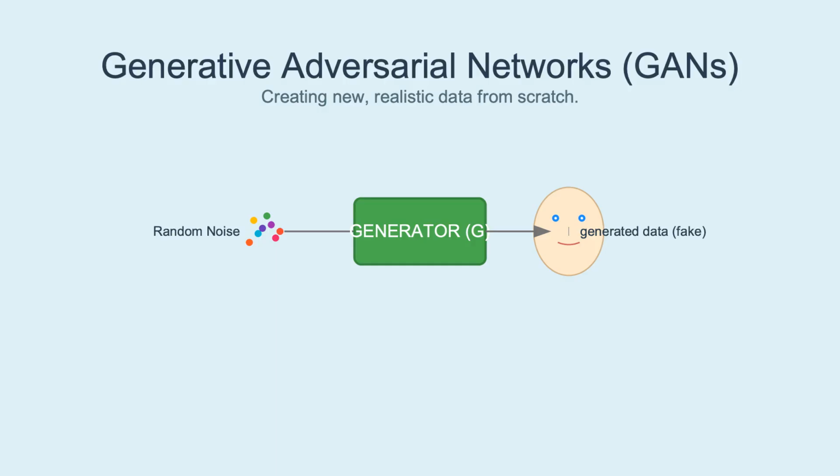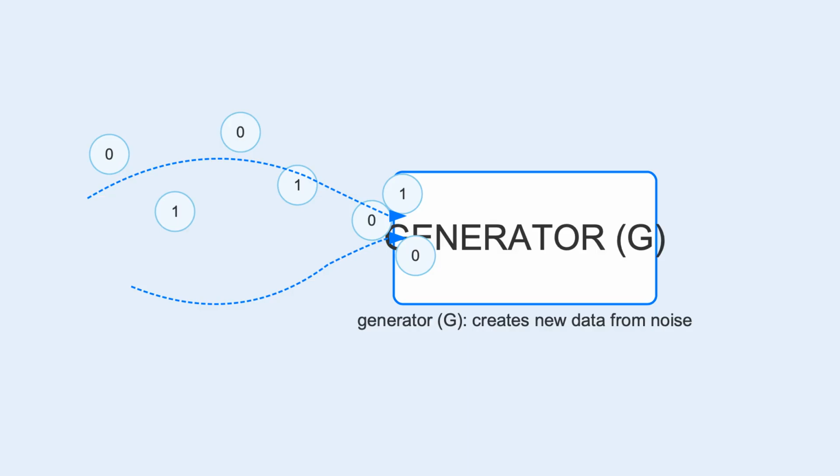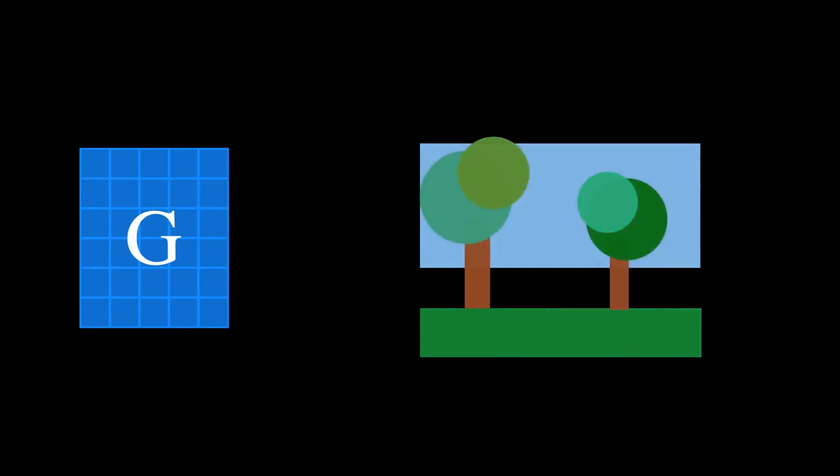Let us meet our first player, the generator. This is our talented art forger. Its job is to create new data from scratch that looks incredibly realistic. For image GANs, its input is typically just random noise, literally a string of numbers that mean nothing. From this noise, it tries to conjure up an image that looks like it belongs in the real world.